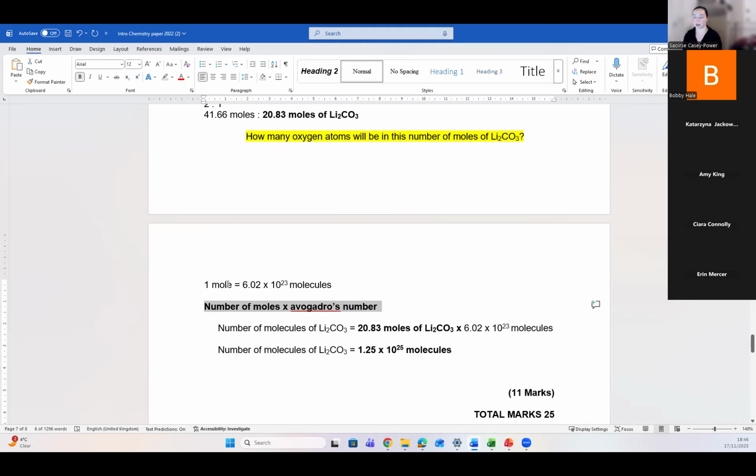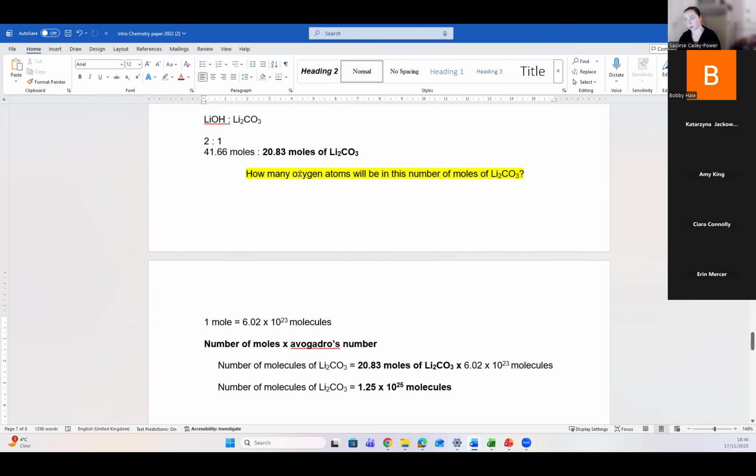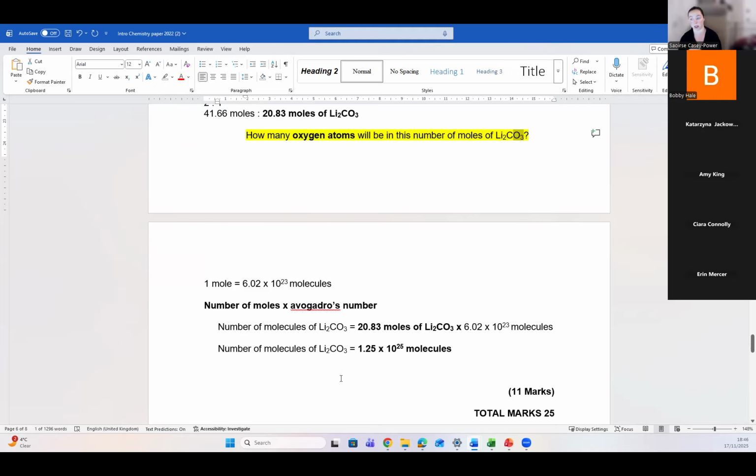It would be very simple if I had 1 mole of whatever I had, because that would just be that. But I just need to work out how many is in 20.83, so it's as simple as multiplying them together. So that's your number of molecules. But this question specifically asks for oxygen atoms. So I need to look at how many oxygen atoms I have per molecule, and then multiply it by the number of molecules that I have.